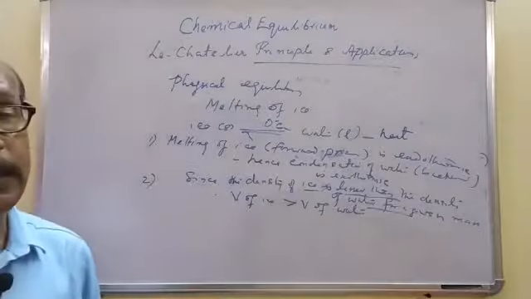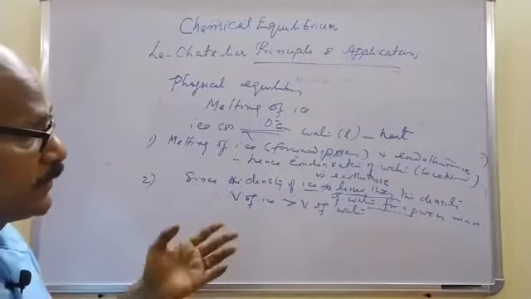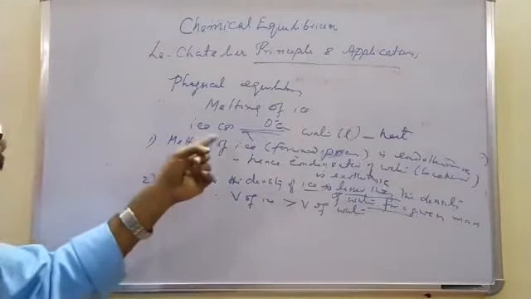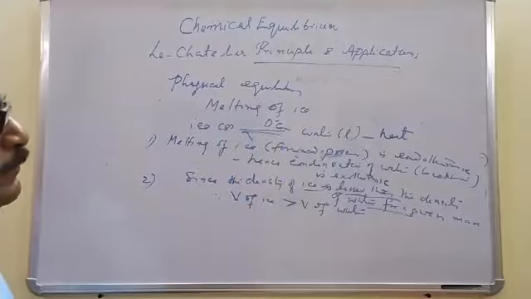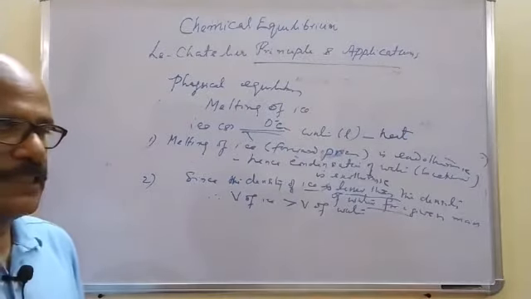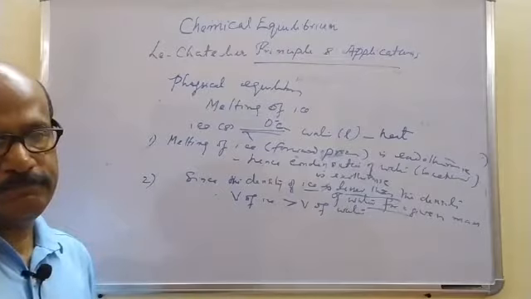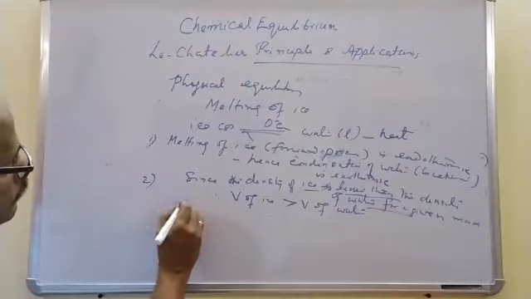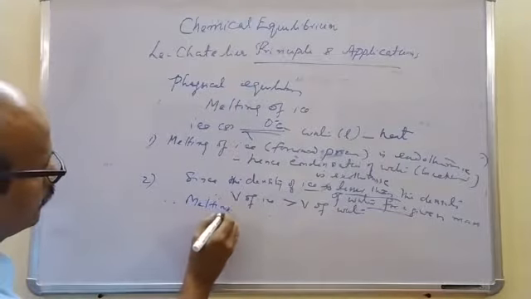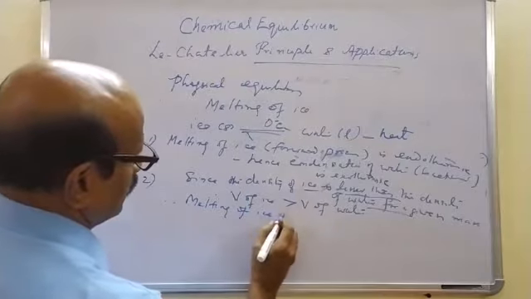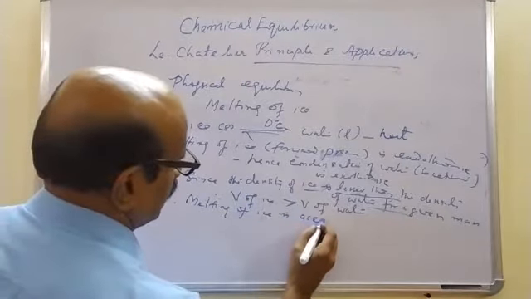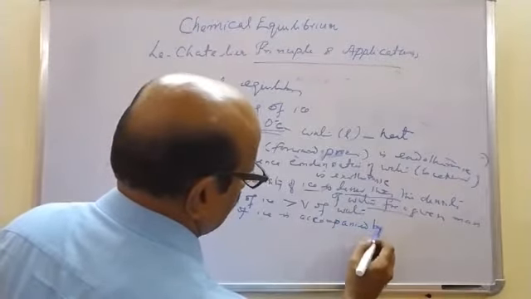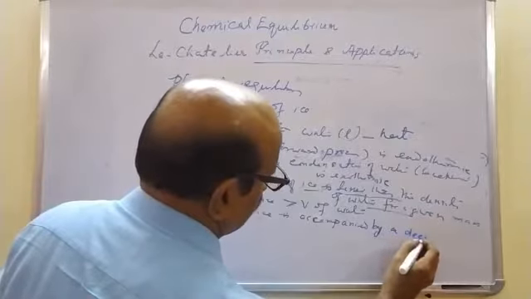That is why we know that ice floats over water. വെള്ളത്തിൽ എപ്പോഴും ഐസ് പൊന്തിക്കിടക്കാനുള്ള കാരണം ഐസിന്റെ ഡെൻസിറ്റി വെള്ളത്തിനേക്കാൾ കുറവാണ്. അപ്പോൾ എപ്പോഴും പറയാം, വോളിയം ഓഫ് ഐസ് ഈസ് ഗ്രേറ്റർ ദാൻ വോളിയം ഓഫ് വാട്ടർ ഫോർ എ ഗിവൻ മാസ്. So melting of ice is accompanied by decrease in volume. That is, therefore, melting of ice is accompanied by a decrease of volume.